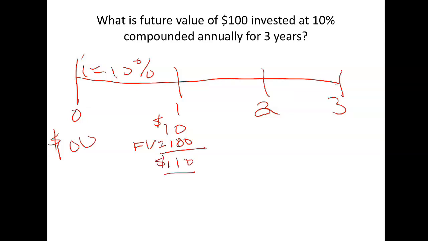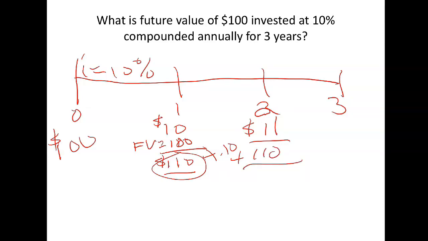And that $110 becomes the new principal that compound interest is computed on. So in year 2, we're going to earn 10% of the $110. In other words, $110 times 10%, we would earn $11 in interest. We add to that the $110 that we had at the end of the first period, and at the end of the second period, our future value is $121.